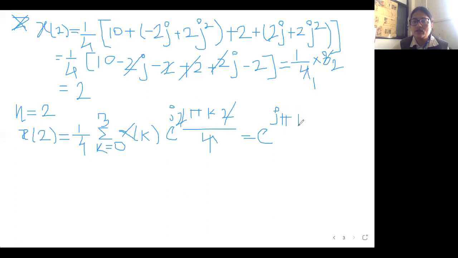So this equation is now simplified as 1 by 4, summation k varies from 0 to 3, x of k e raised to j pi k, because this is what we have simplified. So if I substitute the value of k, what am I going to get here? 1 by 4 summation k varies from 0 to 3. So I will substitute the value of k hereafter. Substitute the value and tell me the answer.